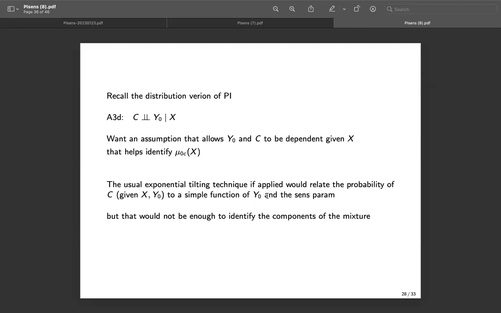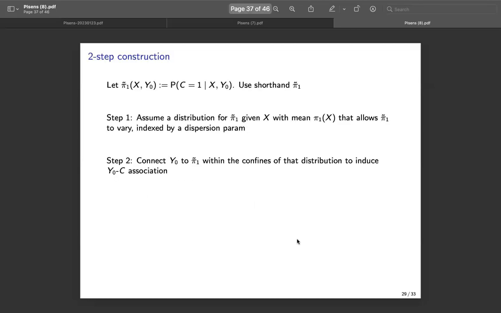And this technique, if we apply it here, would relate the probability of C given x and y0 to a simple function of y0 and the sensitivity parameter. But in this setting where we have a mixture that is observed and we want to identify the components of the mixture, unfortunately, that assumption is not enough to identify the components. So we need to do something else. So what we do is a two-step construction.